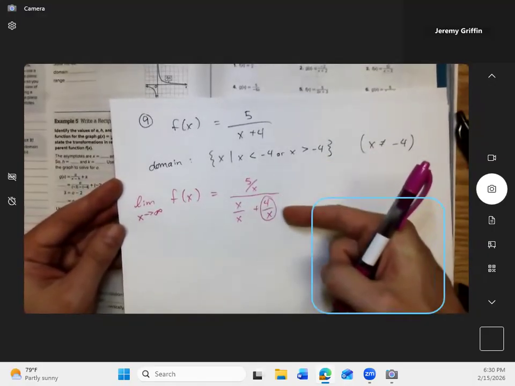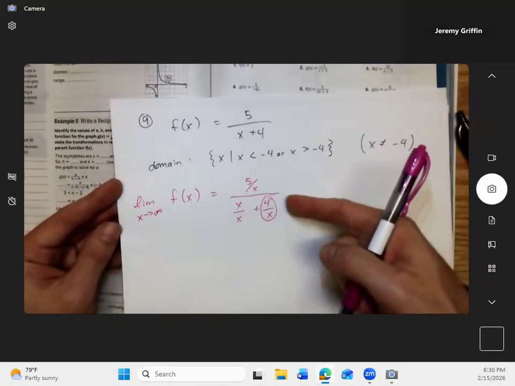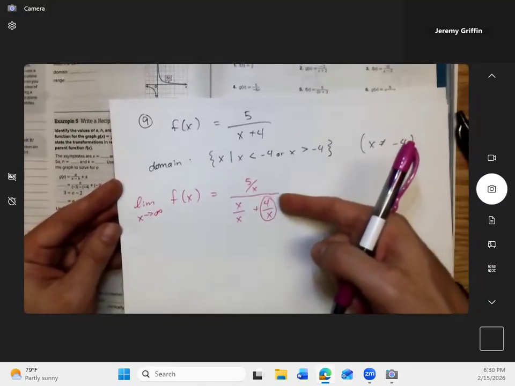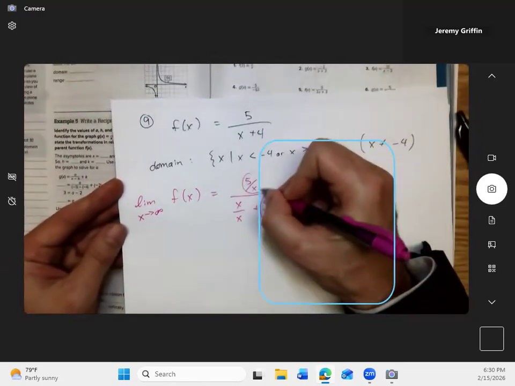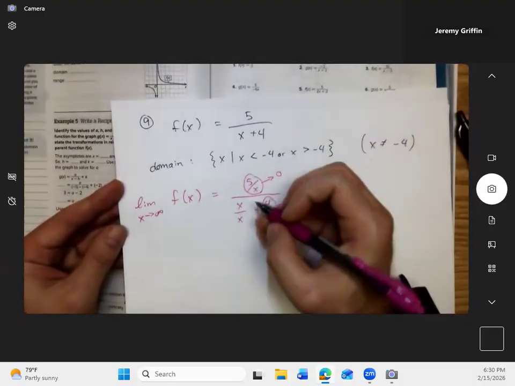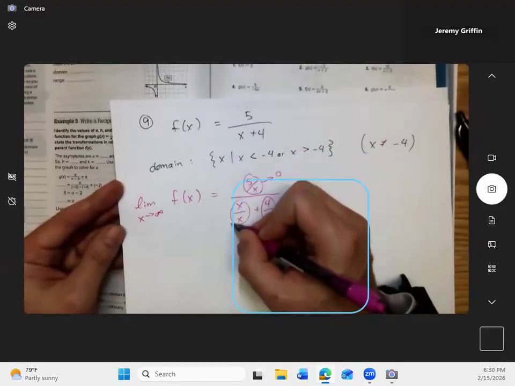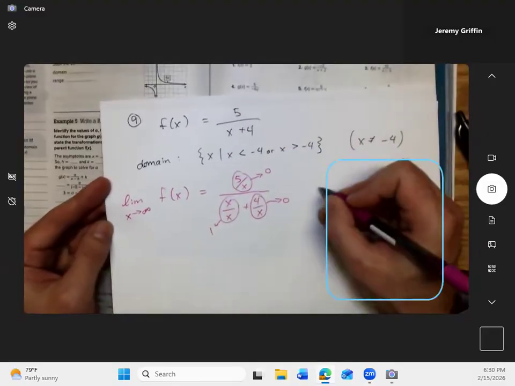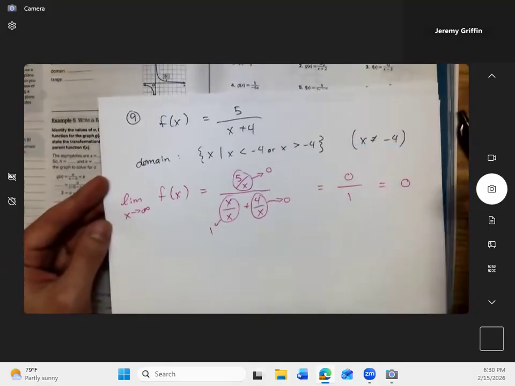It's like 4 over a million, 4 over a billion. Like what's the chance of winning the lottery if you buy 4 tickets? Approximately 0. So this goes to 0. Same thing with 5 over x, this goes to 0. And this x over x would go to 1. So the whole thing becomes 0 over 1 plus 0, which just goes to 0.